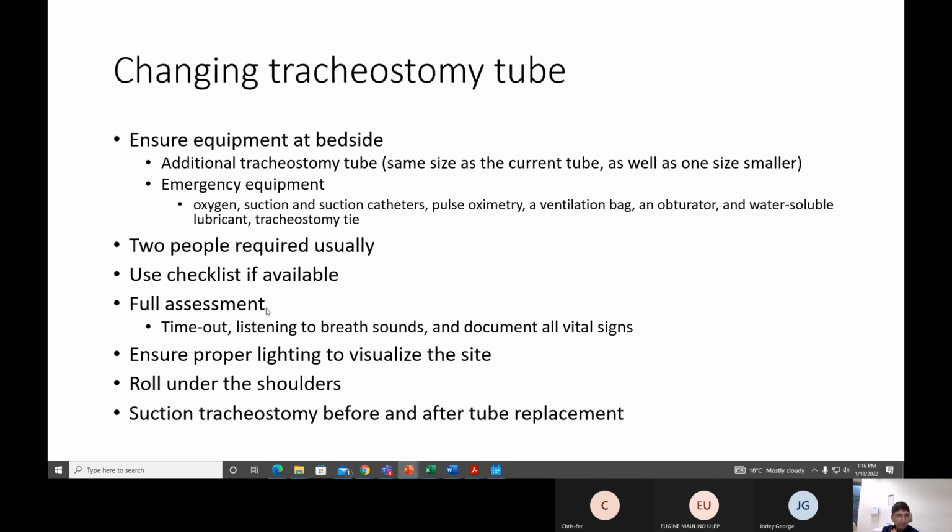Before you start, you do a full assessment, listen to the patient, and make sure the breath sounds are equal and there aren't too many secretions. Document all the vital signs. Then make sure you suction the trachea to be sure that the secretions are clear. Ensure proper lighting. Put a roll under the shoulder so that the neck is slightly extended. Then you release the tie, replace the tracheostomy tube, and secure the new tracheostomy with the tracheostomy tie. After you finish, you have to suction the tube again just to make sure there are no secretions pooling.